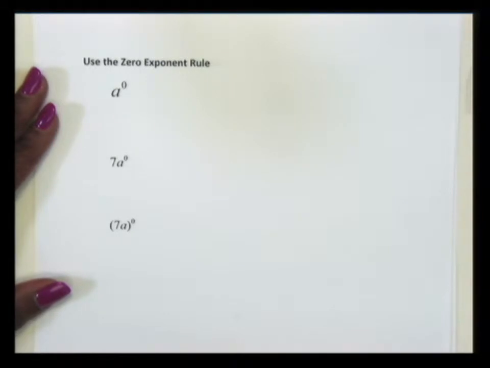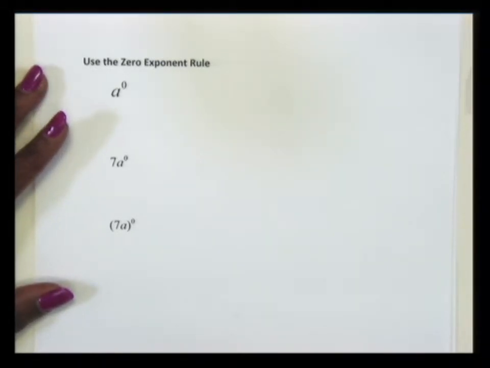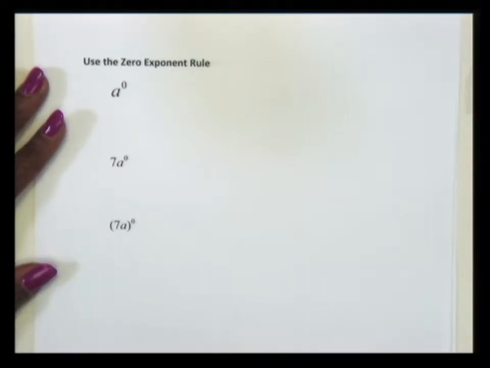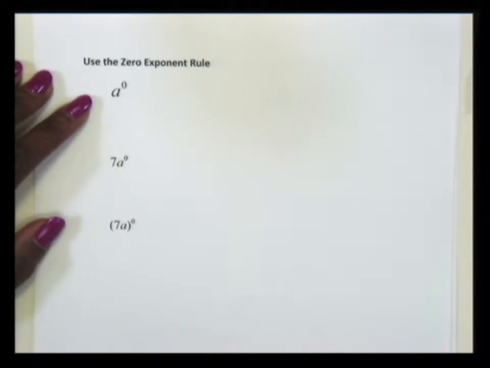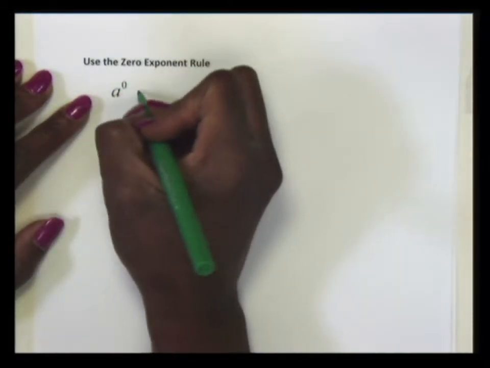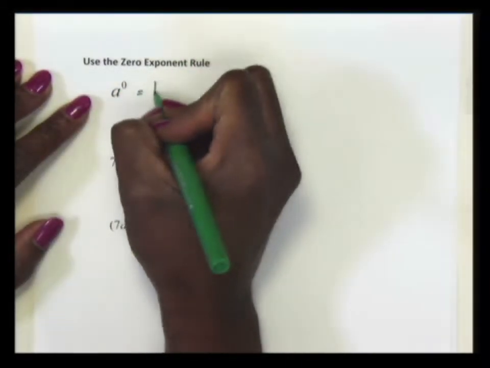Next is our zero exponent rule. The zero exponent rule says that any base raised to the zero power is equal to 1. Here, the first example, I have a to the 0 power. A to the 0 power is equal to 1.